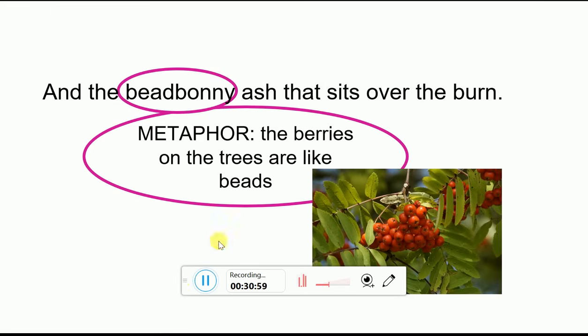The metaphor here is that the berries are like beads that are used to decorate, because they are decorating what? The ash tree.